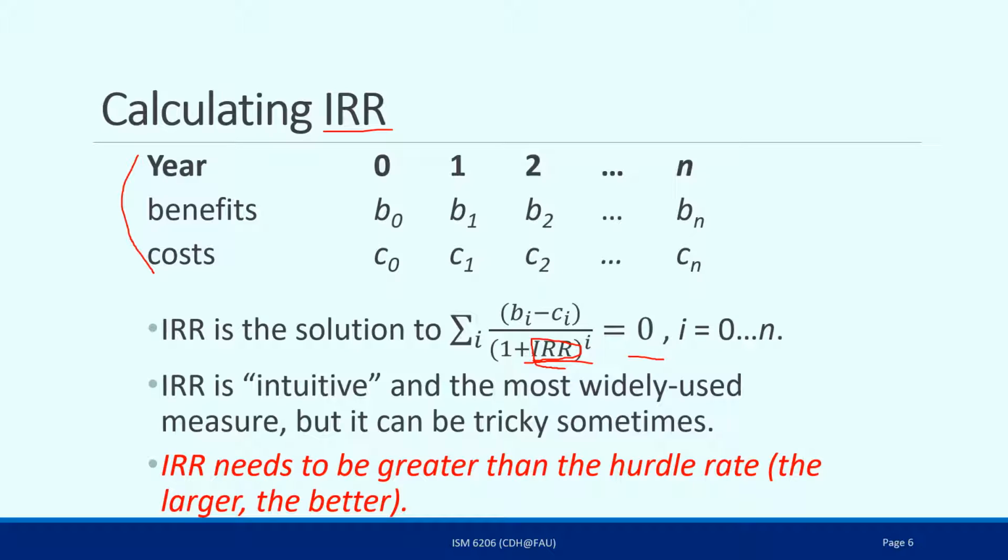It's a more sophisticated, more convincing measure than ROI, return on investment. But if you don't understand this, then it's okay to stay with return on investment. Of course, IRR should be large. And if you're using some kind of discount mechanism, then IRR has to be larger than the hurdle rate. And the larger the IRR, the better.